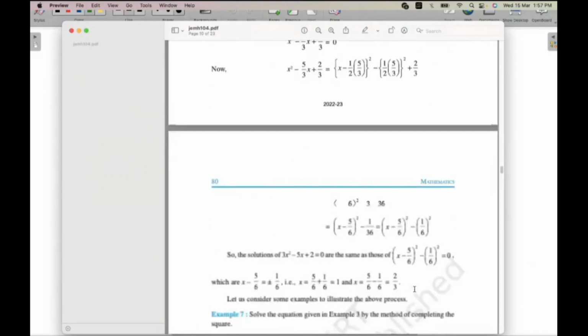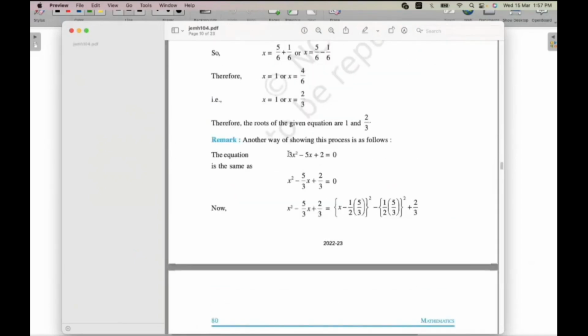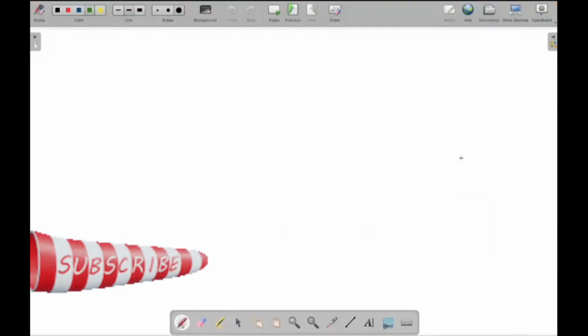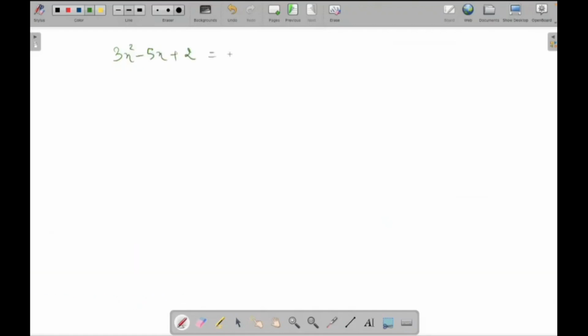So let's look at this itself: 3x square minus 5x plus 2. Once we factorize, it will be easy. But since we are just trying to learn completing the square, in such a case, what you try to do is first divide by whatever be the coefficient of x square. So we will have x square minus 5 by 3x plus 2 by 3, and this will go to the other side, 0 by 3, so it will become 0 itself.